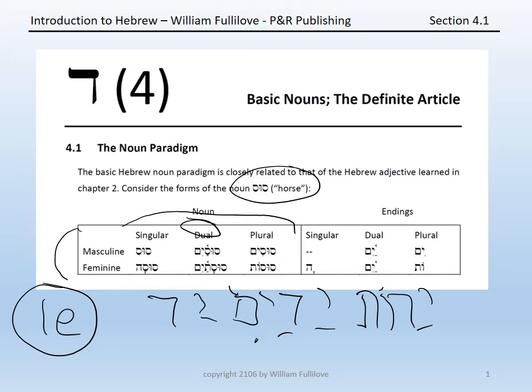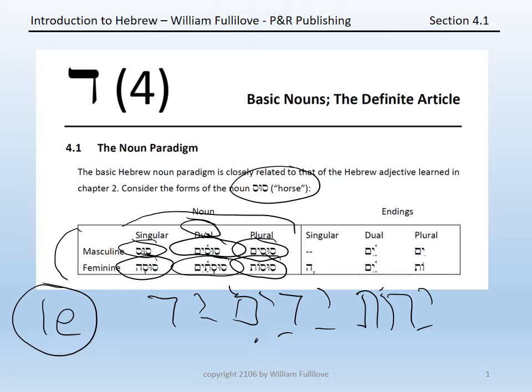The paradigm then goes as follows. Masculine singular begins sus, susa for the feminine singular, susayim for the masculine dual, susatayim for the feminine dual, susim for the masculine plural, and susot for the feminine plural.